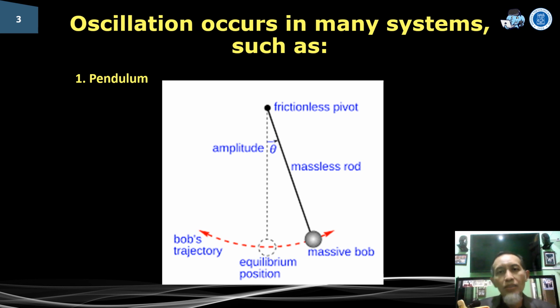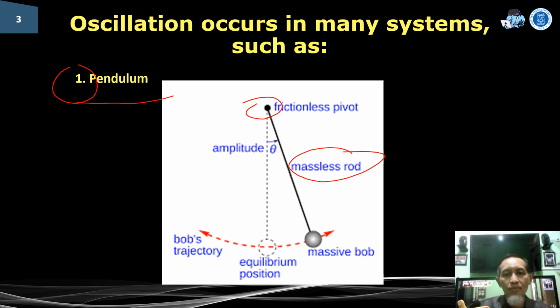Oscillation occurs in many systems, such as the pendulum. This first example is the pendulum. This is a frictionless pivot, and then a massless rod. This is the mass, the bob, and this is the bob's trajectory, and this is the equilibrium position.